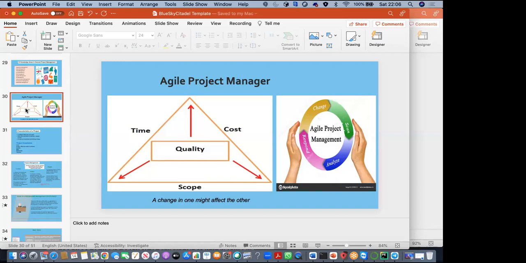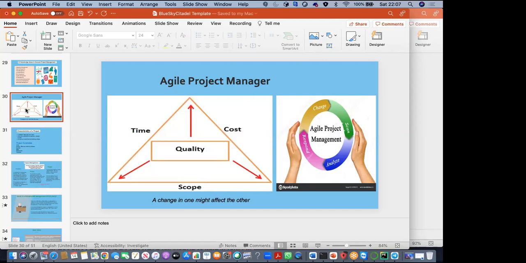Now, we call it triple constraint because a change in one might affect the other. What happens if they give you a scope? They said to you, I want you to cook white rice. And you started cooking the white rice, and the product owner comes and says, sorry, it's not white rice anymore. It's going to be fried rice. What happened to the scope? It has to be redefined.